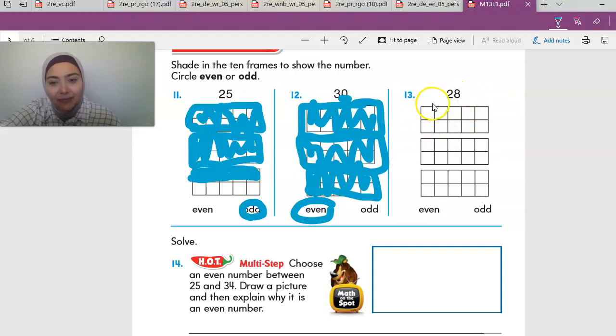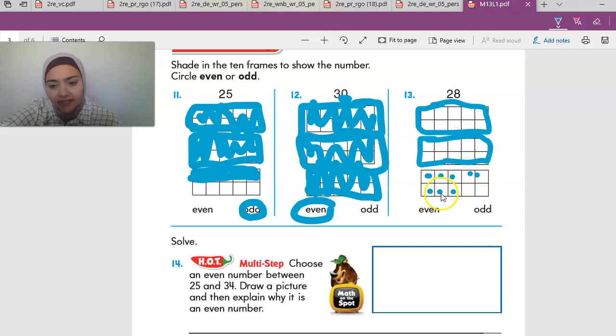All right, so let's look here. 28. So we're going to color in 28 parts. So this is a tens frame. So I'm going to color in one of these. That's 10. And then I'm going to color a whole one of these. That's 20. And then here's 5, 6, 7, 8. So I'm going to color 1, 2, 3, 4, 5, 6, 7, 8. So I colored in 28 here.